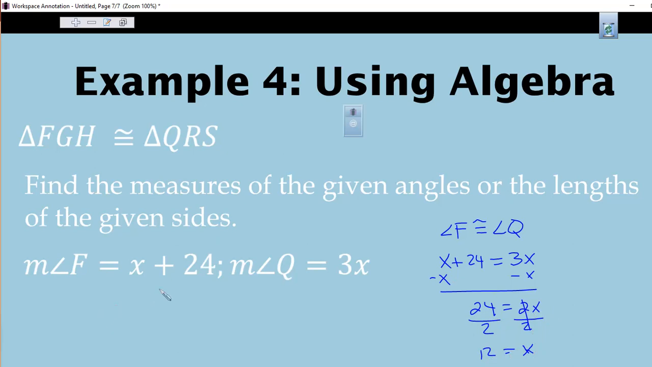So that means that if we plug it back in, we're going to get 12 plus 24, which is going to give us 36, or 3 times 12, which gives us 36. So the measure of angle F is equal to the measure of angle Q, which is equal to 36 degrees. So look at your congruency statement to help determine what parts go together, which ones are our corresponding parts.